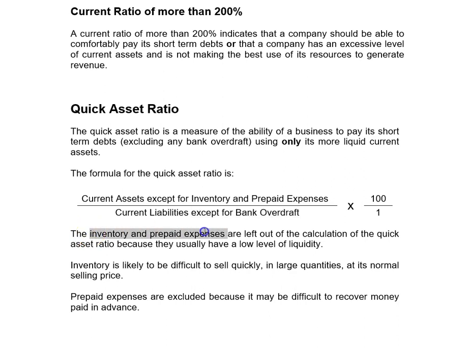Inventory and prepaid expenses are left out because these two items usually have a very low level of liquidity compared to the other current assets. When we are talking about short-term debt, this short-term here is not within 1 year. It can be within a few days or a few weeks, something really short-term. Inventory is very difficult to sell quickly, and for prepaid expense, you might find it difficult to recover money paid in advance. If someone asks you to pay that debt tomorrow, you can't really recover this prepaid expense quickly.